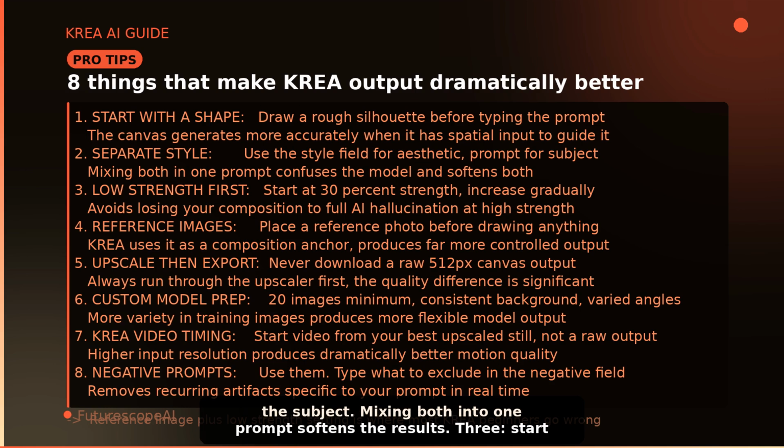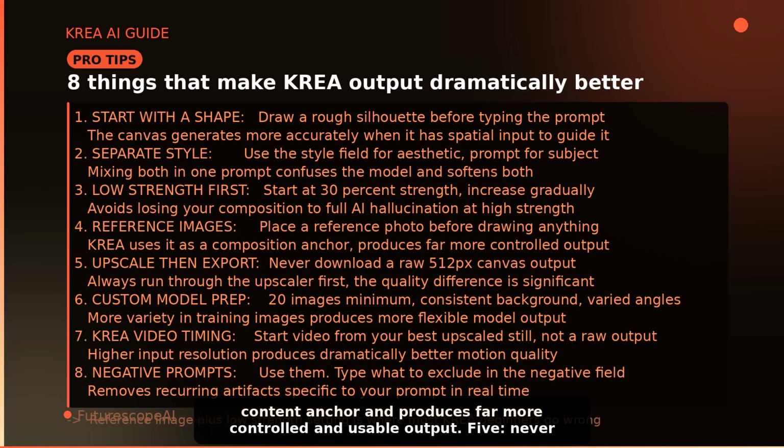3. Start the image strength slider at 30% and increase gradually. At high strength, the AI can override your composition entirely. Build up from low strength to find the right balance. 4. Place a reference image on the canvas before drawing anything. KREA uses it as a composition and content anchor and produces far more controlled and usable output.